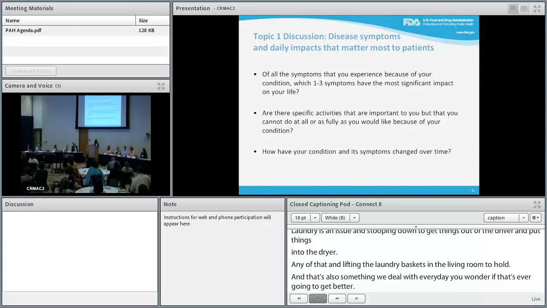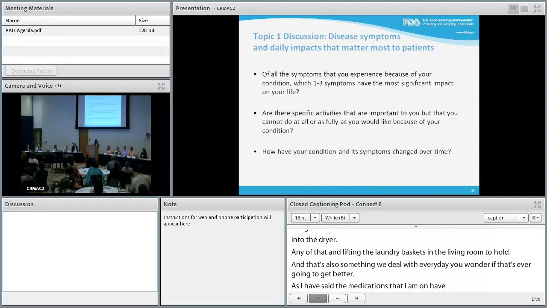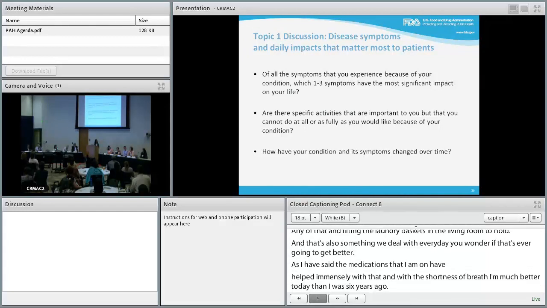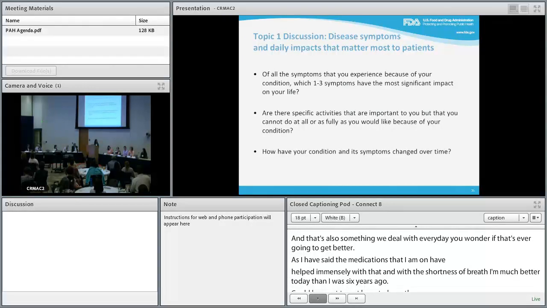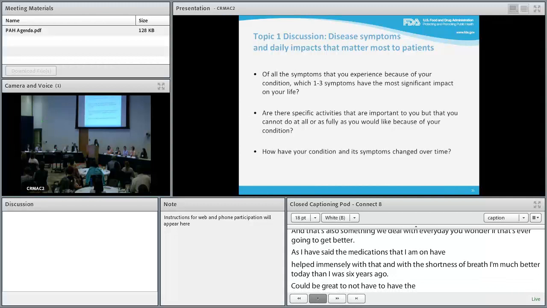But it would be great to not have to have the IV line in your chest and be concerned about the kinking of your line, possibly your line slipping out, taking a shower with having your pump hanging outside and trying to twist around without getting tangled up.